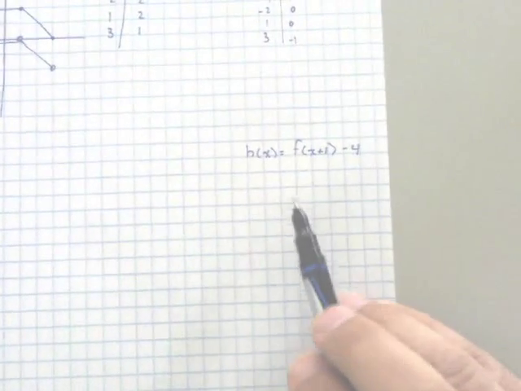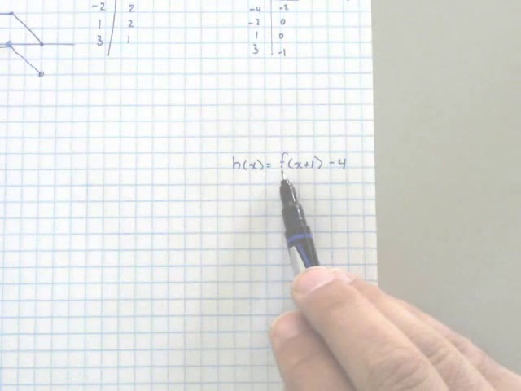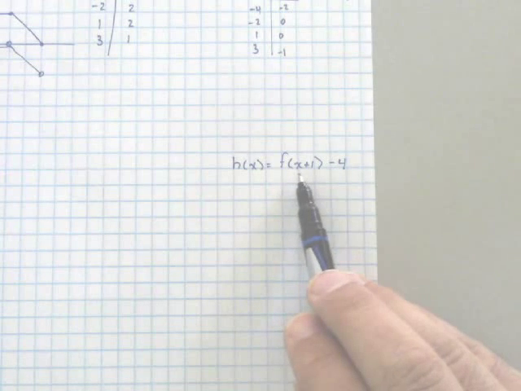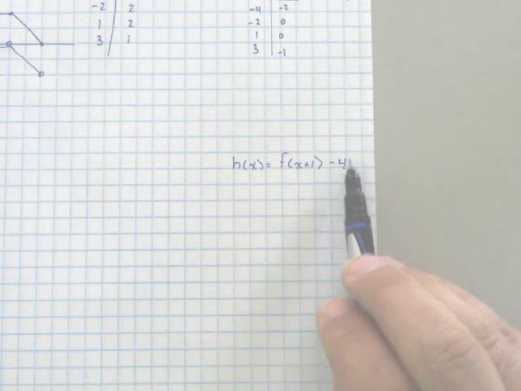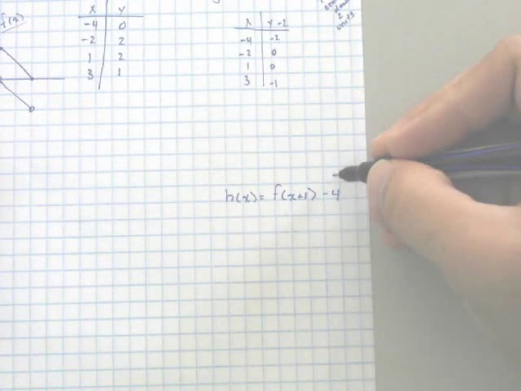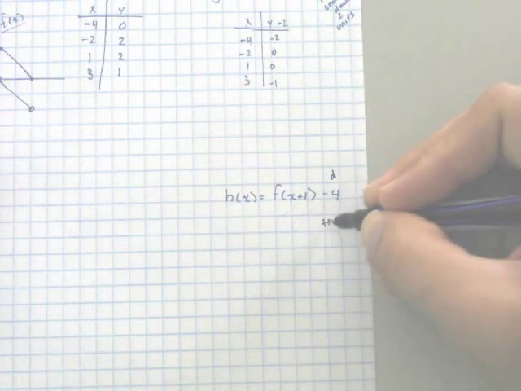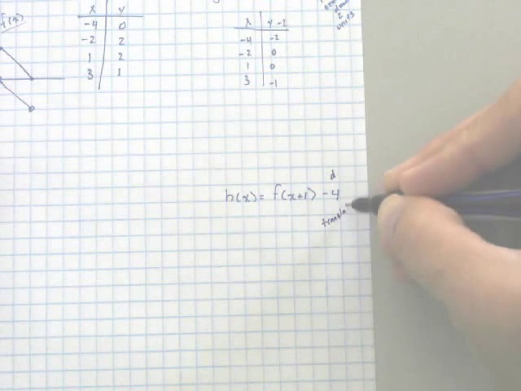Okay? Now, let's add something along this line. H of x, new child function, which is equal to f of x plus 1 minus 4. This again is a child of this f of x function. Now in this case, the minus 4 is my d, so that's going to tell me to translate down 4.